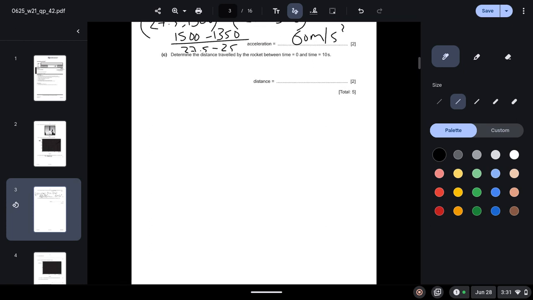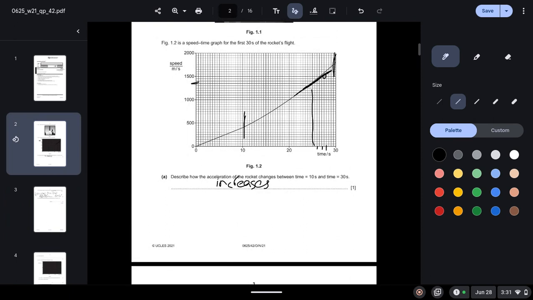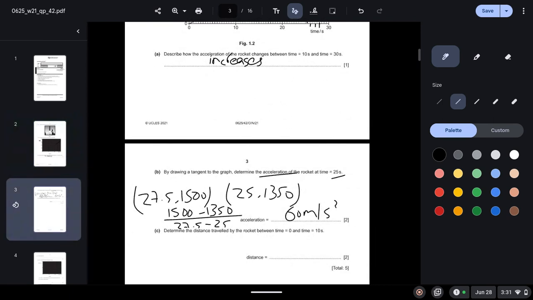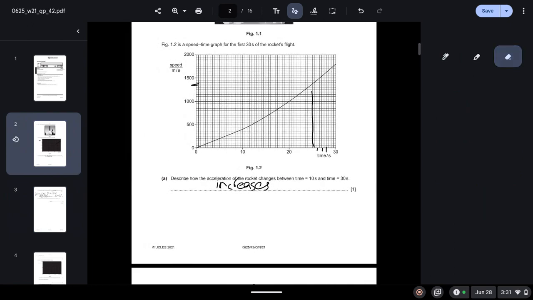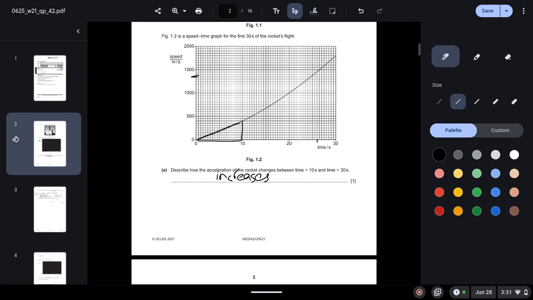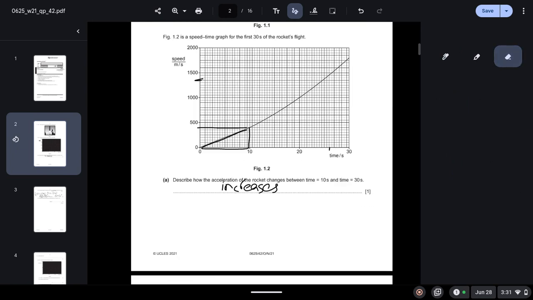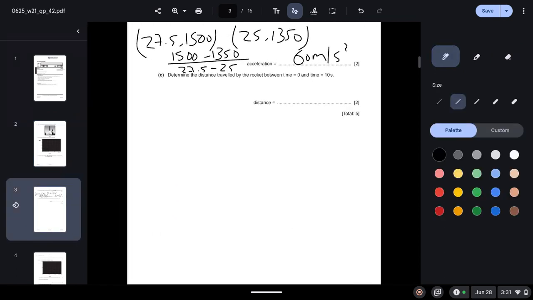Determine the distance traveled by the rocket between time 0 and time 10 seconds. So we have a speed time graph and we know that the area under the graph would give us the distance. So distance between time 0 and 10. So we can see that this is a triangle with base 10 and height is 400. So we can use the formula for triangle, half base into height. Base is 10, height is 400. So the answer comes out to be 2000 meters.